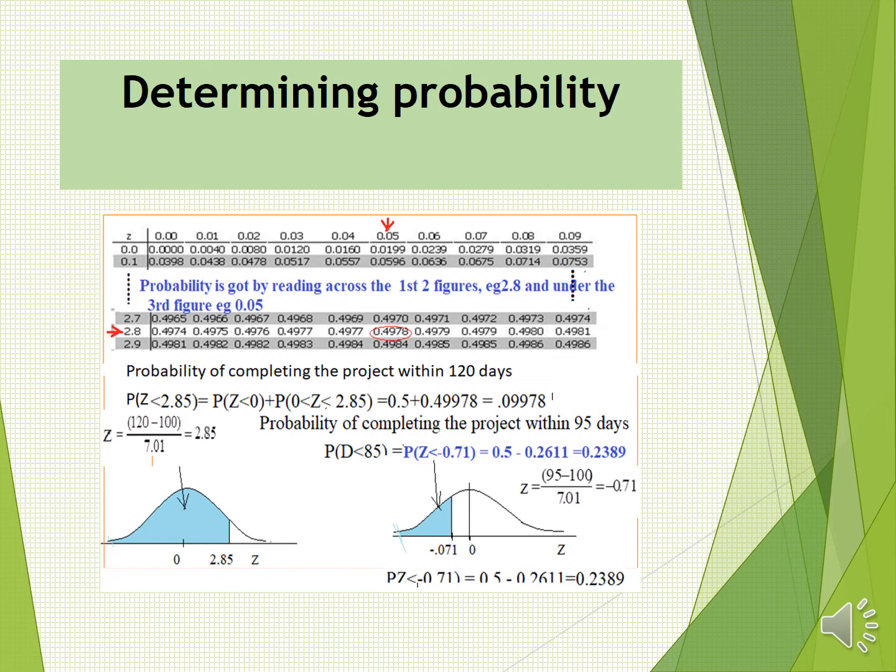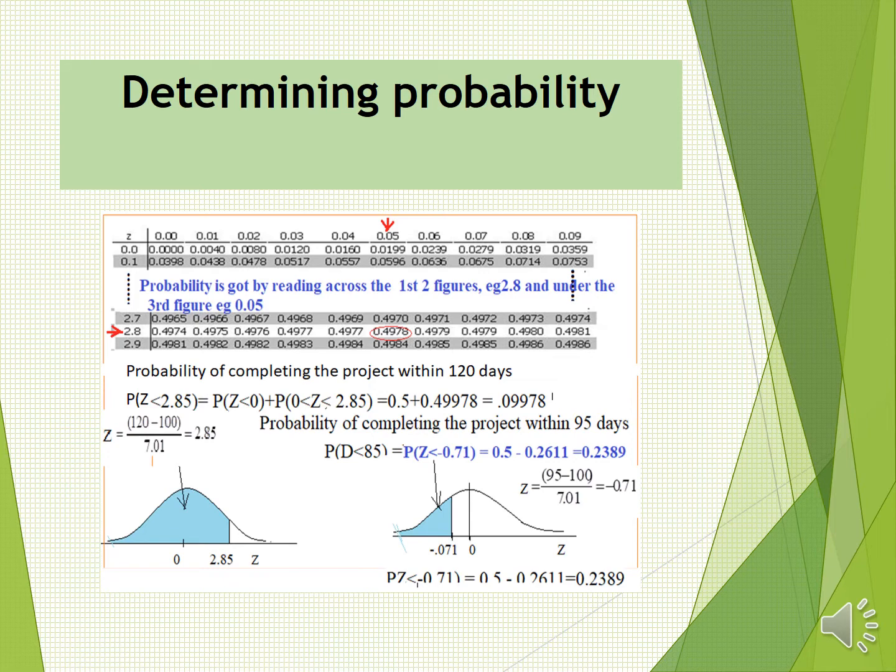Yes, determining the probability. I've already given you the probability distribution table, the Z, or the standard normal probability table. Normally it is determined from 0 up to Z. We need the probability from 0 up to Z. So if we get the value of Z, then we can get this probability from 0 up to Z. And we read across the first two figures, but under the last figure.